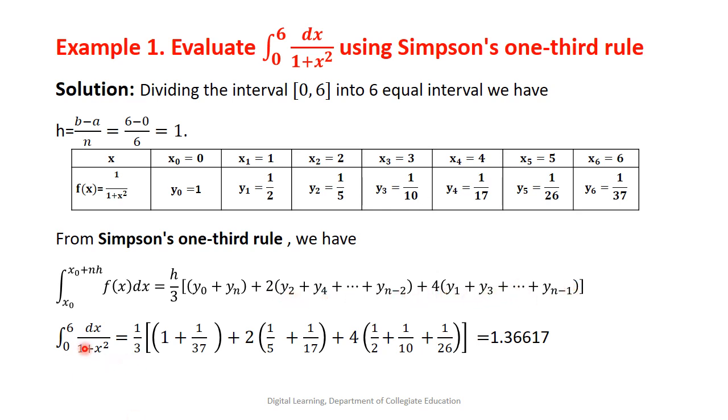So yes, in order to find the given integral 0 to 6 dx by 1 plus x square, here I substitute h is equal to 1. So I am getting here 1 by 3, first term and the last term. Here is the first term and here is the last term, plus 2 into all even terms y2, y4. Then plus 4 into remaining terms. Remaining terms are y1, y3 and y5. So we are getting 1.36617.